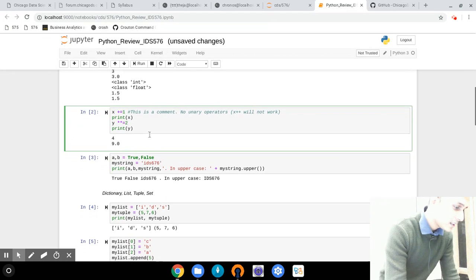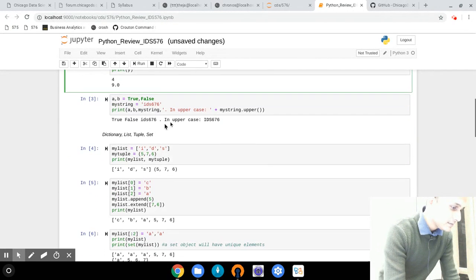So y square. Professor, can you magnify the browser a bit?